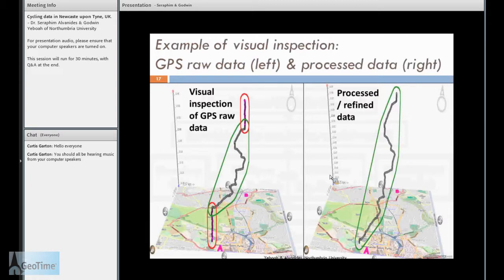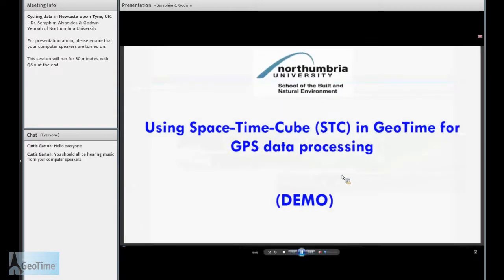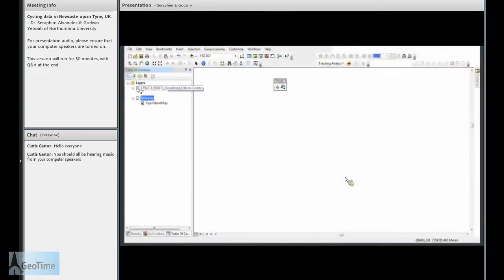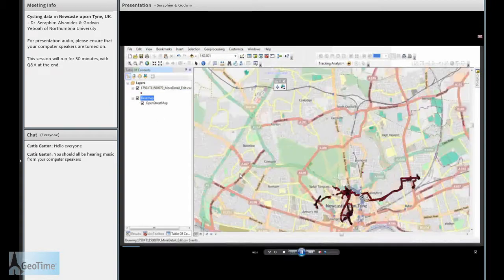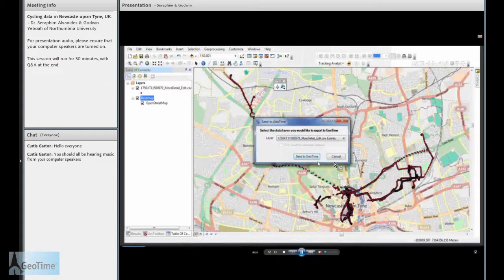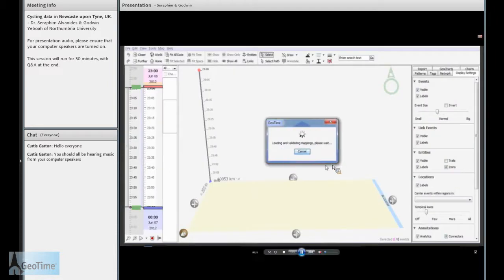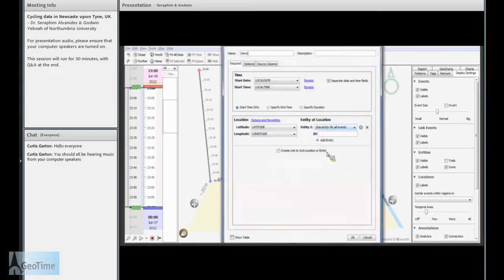So let's just go to the demo, and then I'll talk you through. So I have here the raw data and then the travel diary. And I've already loaded it inside the ArcGIS suite, ArcMap. What you see in the background is the OpenStreetMap. So now I send it through ArcMap to GeoTime. And here, for GeoTime to understand the raw data, it needs to map it. So this is showing the map.